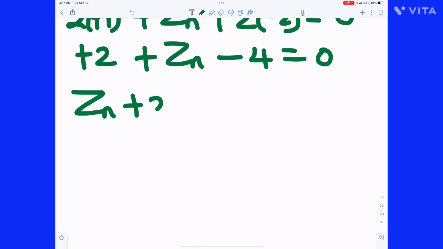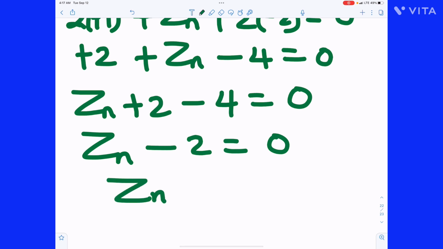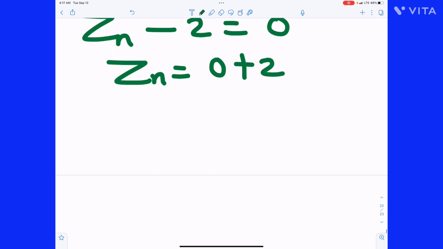If I rearrange, I get Zn plus 2 minus 4 is 0, so Zn minus 2 is 0. Plus 2 minus 4 gives me minus 2. So Zn is 0 plus 2, and that's what Zn is: plus 2.